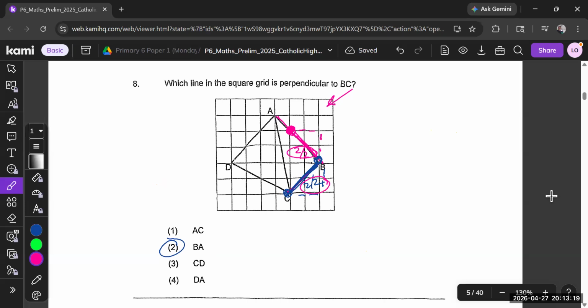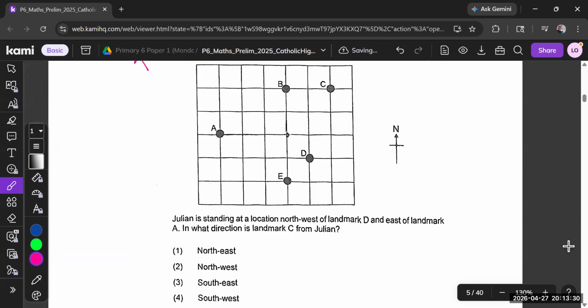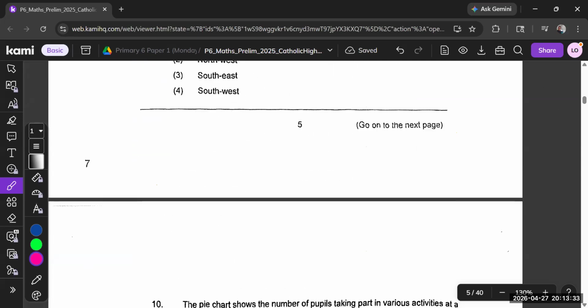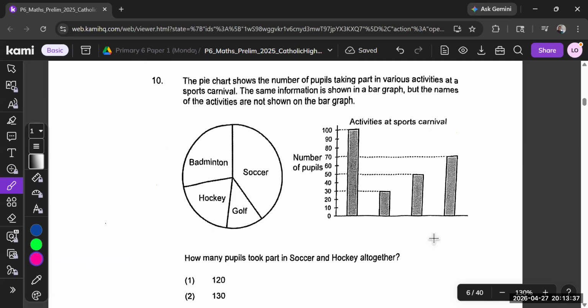Any question? Okay. Let me check. Okay, let's go on. So that's number 2. Number 9, we're going to skip because compass is not tested. So let's go to question number 10. The answer will be number 3.